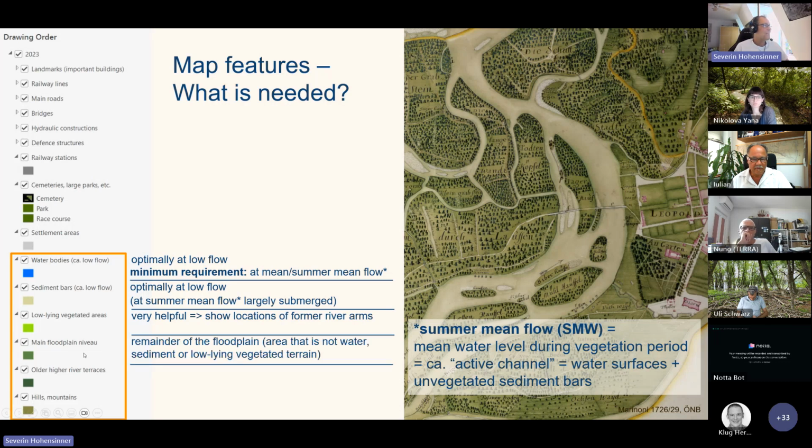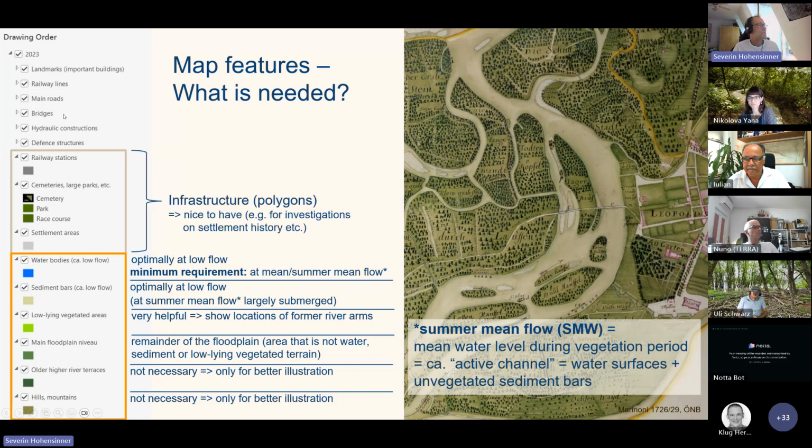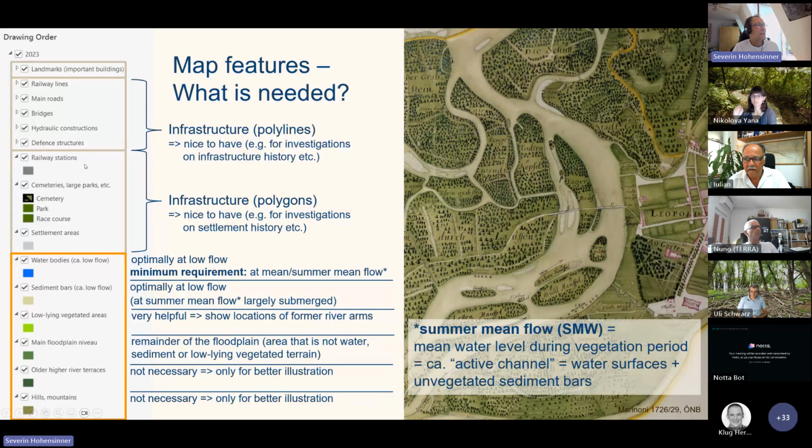Yeah, the main floodplain niveau is more or less the remainder of the floodplain, so all area that is not water, not sediment, not low-lying vegetated terrain, which means this must not be drawn separately. This can be clipped out of the rest by the other polygons. And all the higher river terraces and hills, mountains are not necessary, only for better illustration. And as already said, the different types of infrastructures are all nice to have.